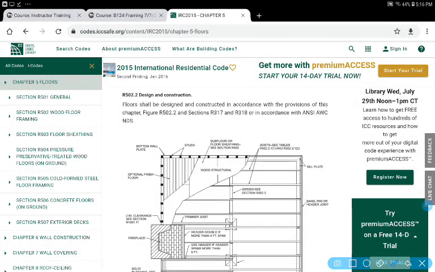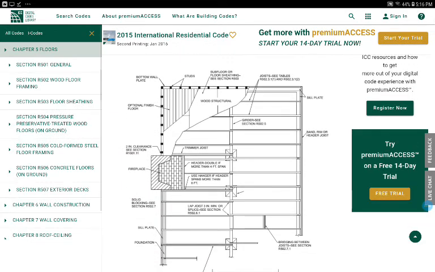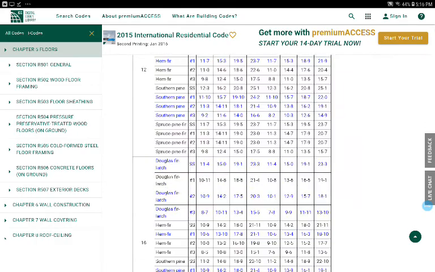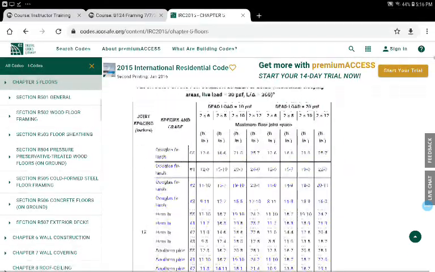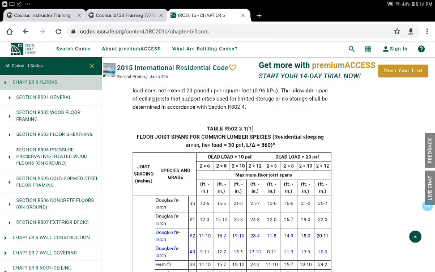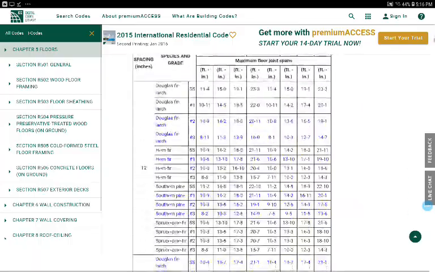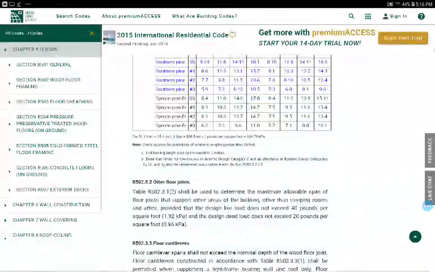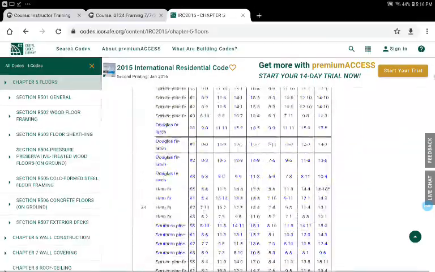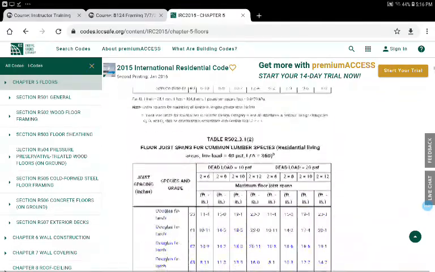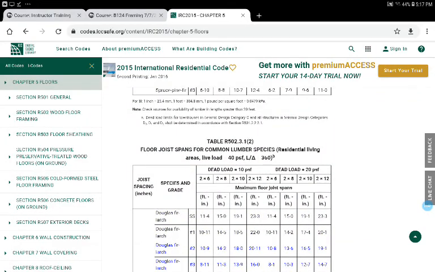So now that we're in Chapter 5, you notice that this is a very familiar picture that I showed you in a previous presentation. But it is part of Chapter 5, and you are welcome to read all over these codes. But what we're looking at is these charts right here. And there's a series of these charts. Like here's one, here's another one. And what these charts are referencing is what size floor joist can I use depending on the situation.